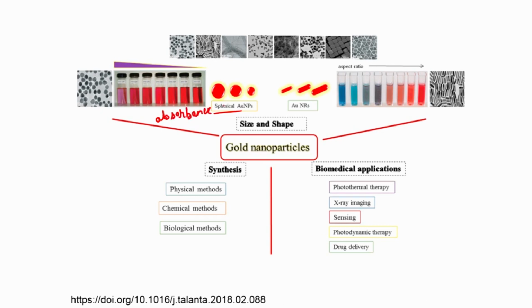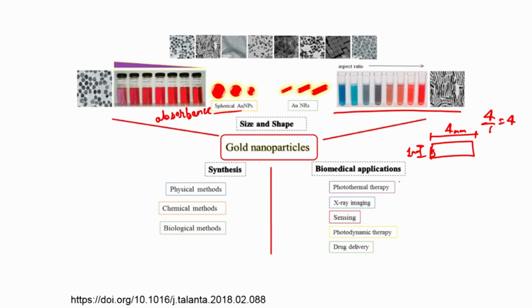And then similarly nanorods will also have different properties, depending on the aspect ratio of the nanorods. Aspect ratio is nothing but the ratio of the different dimensions. So if this is 1 nanometer and let us say this is 4 nanometer, then aspect ratio is nothing but 4 by 1, which is 4. Depending on the aspect ratio, you will get different fluorescence and absorbance for the nanorods also. So they have been used for various applications.